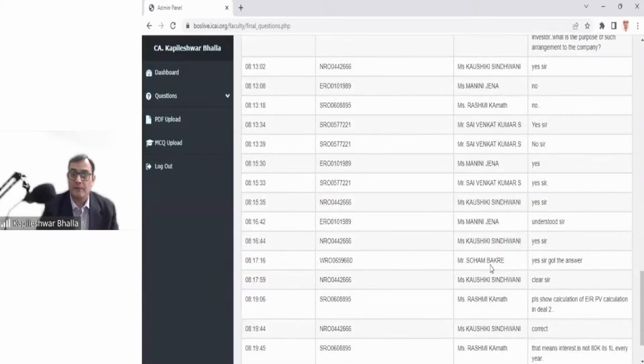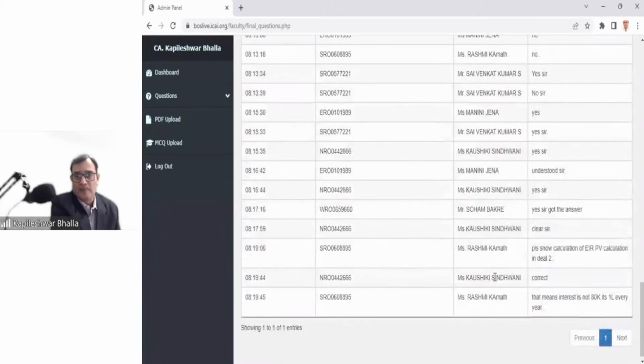Okay, Claire, Shobhan, Koshki, wonderful. And Rashmi, could you show the calculation of deal number 2? I can, but I've taken arbitrary figures and I may not be able to prove that the 10% premium exactly compensates the 2%, because I've just created a question arbitrarily. I can prove it, but it's going to take a lot of time.